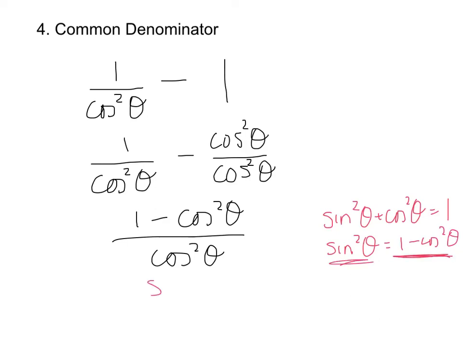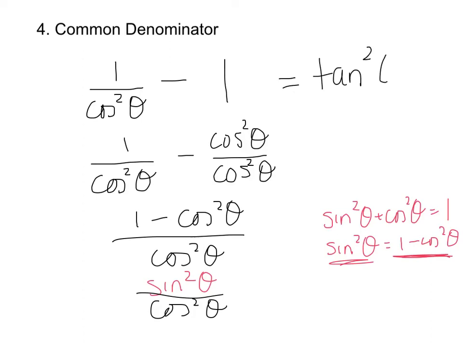So this is going to be sine squared theta over cosine squared theta, which is what? It is tangent squared theta. So those two things are equal. What you're doing is finding a common denominator here, then combining the fractions, and then here is the Pythagorean identity that you used.